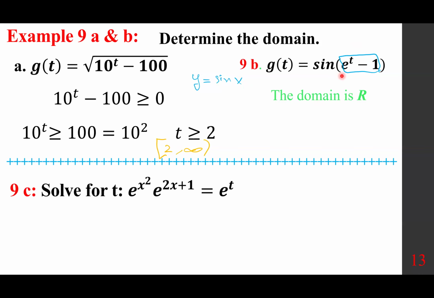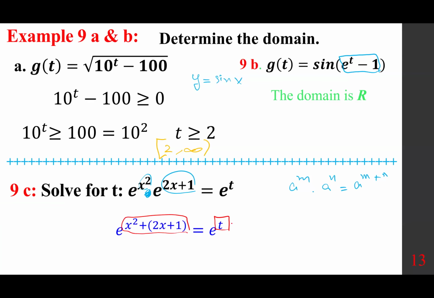We want to solve this equation. The product rule. Okay. So the left side is e to the power of x squared plus 2x plus 1 equals e to the power of t. Therefore, this exponent must equal this exponent, and you're done.